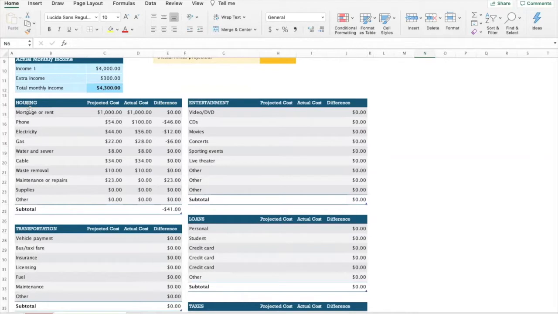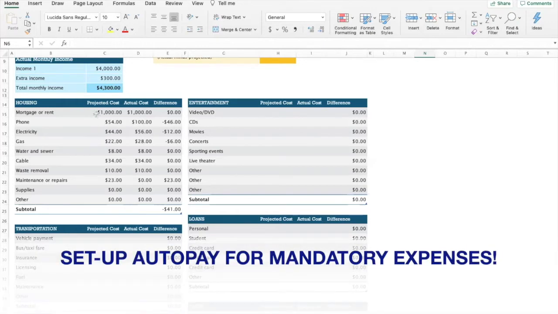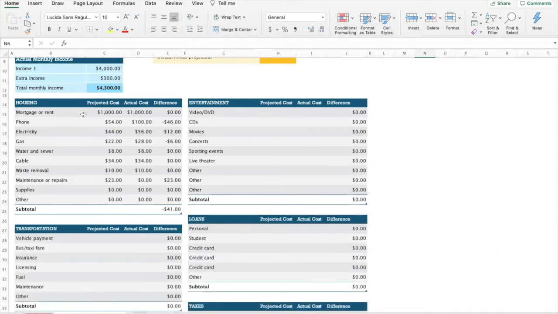And then you have your different expenses, your housing expenses. Housing expenses, I would consider those mandatory expenses. Why? Because these are expenses that have to be paid each month. So what I normally do is I set these expenses up on autopay. So I would suggest you set these expenses up on autopay. And I'll show you my color coding effect on the budget that I created for my own household.